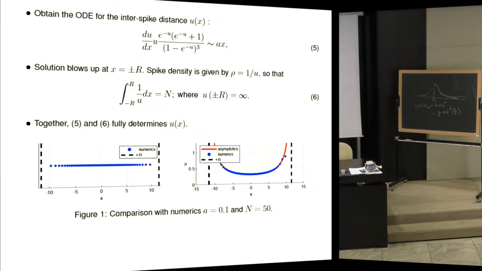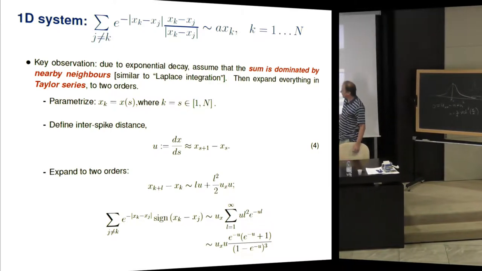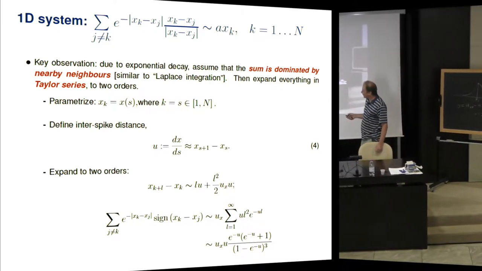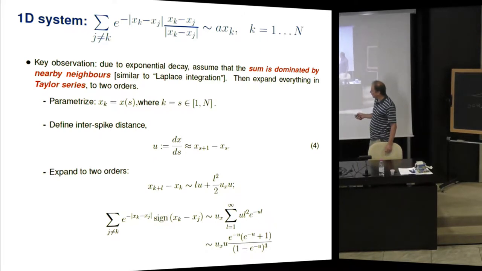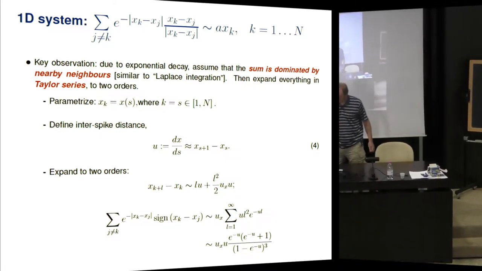And then when you plug all of this back into this equation, you're going to get u_x. Remember, u is the interspike distance. So you get the derivative of the interspike distance with respect to space, okay, equal to, sometimes this function equal to a times x.